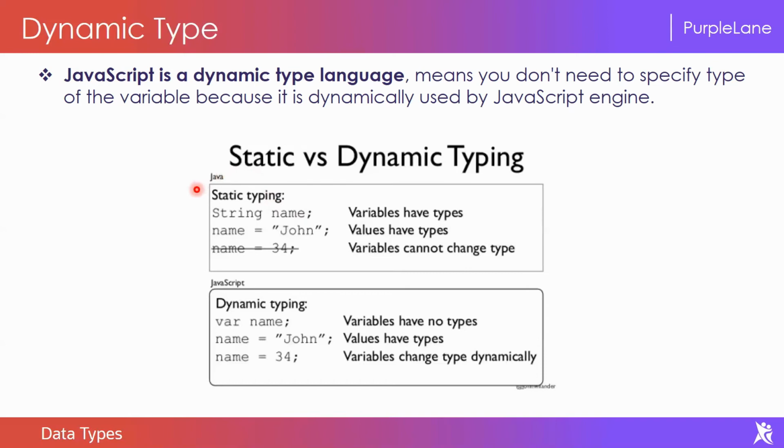Java is static type. And we have C, which is also static type. C++ is also static type. So it won't allow you to change the type. Static type won't allow this.